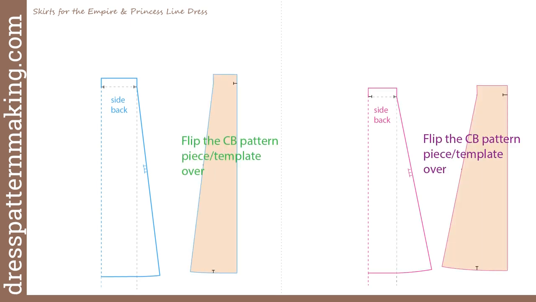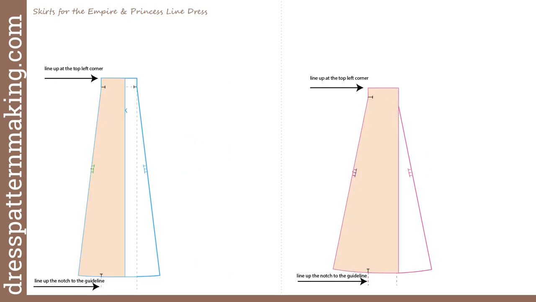So I brought back the centre back pattern piece and flipped it over. Since it's flipped over, you can't see any of the markings from when it was drafted. All you have is the outline and the notches. Line the centre back pattern piece up with the side back at the empire line, top left hand corner. Line up the notch at the hem to the guideline extension.